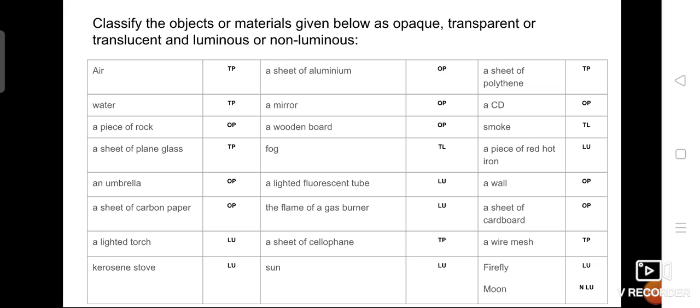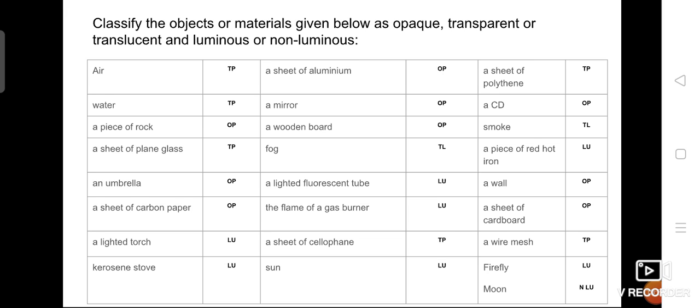What about smoke? Smoke coming out of the vehicles is somewhat translucent, isn't it? Then a piece of red hot iron. Red hot iron will be somewhat reddish in color, and if you keep a paper near it, it will burn, so it is luminous. A wall, definitely it is an opaque object. A sheet of cardboard, opaque object. A wire mesh is a transparent object.